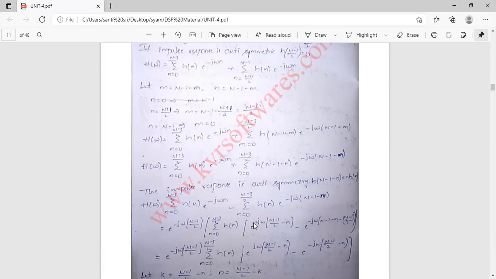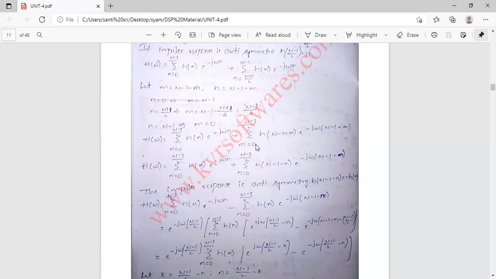h of n into e power minus j omega n plus sigma n equal 0 to (N-3)/2 h of N minus 1 minus n into e power minus j omega (N minus 1 minus n). So therefore, H of omega will become sigma n equal to 0 to (N-3)/2 of h of n into e power minus j omega n plus sigma n equal to 0 to (N-3)/2 of h of N minus 1 minus n into e power minus j omega (N minus 1 minus n), since m is replaced by n here.